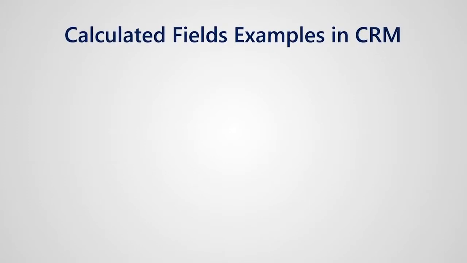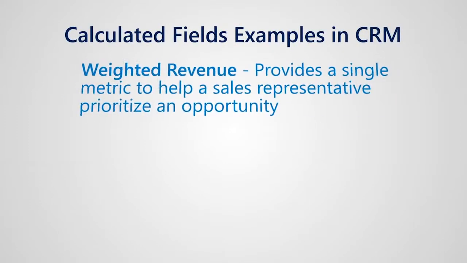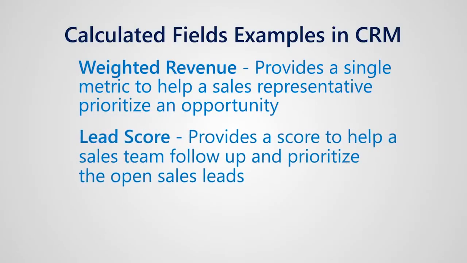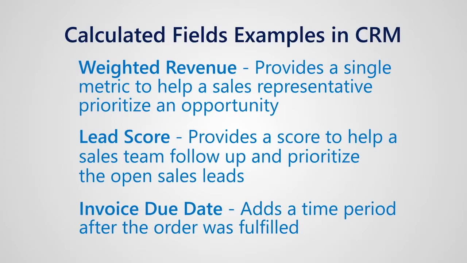Here are a few examples of calculated fields. Weighted revenue, to provide a single metric to help a sales representative prioritize an opportunity. This is made up of the probability multiplied by the estimated revenue. Lead score. Based on the different data points within your lead, you can provide a score to help your sales teams follow up and prioritize the open leads. Invoice due date, where you add a time period, say 30 days after the date the order was fulfilled.